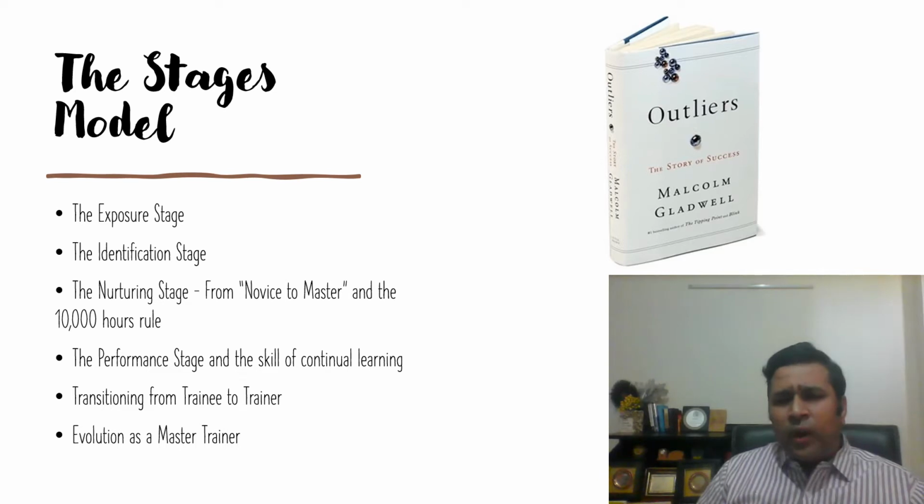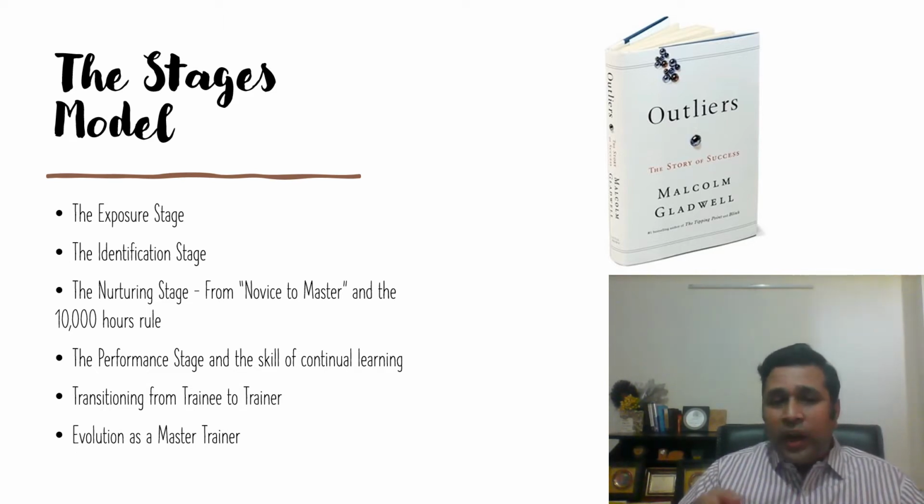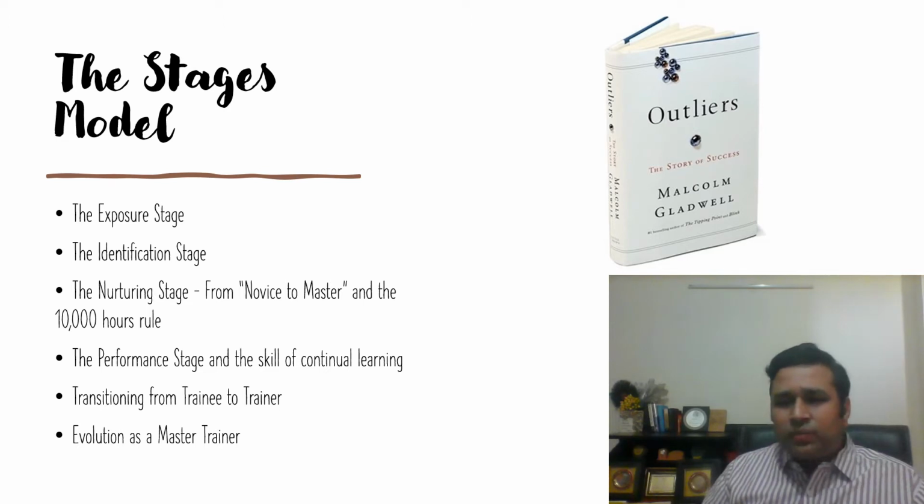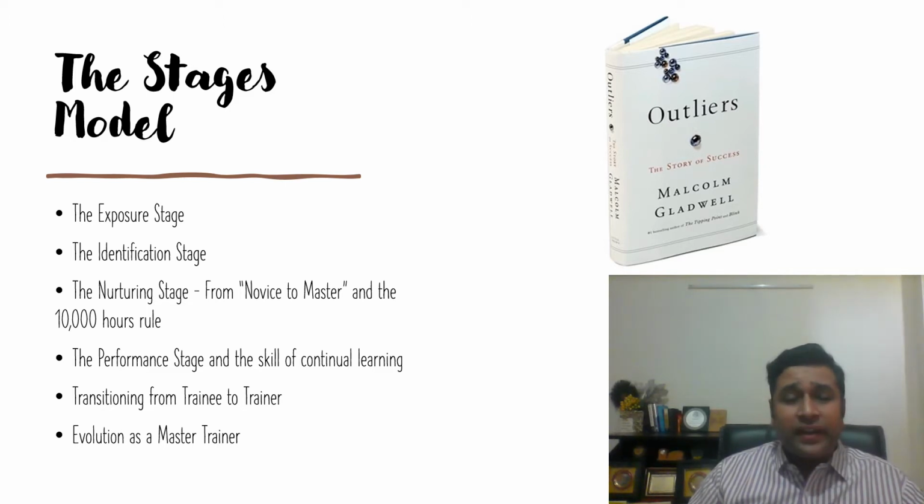Then comes the performance stage and the skill of continual learning. That is also very important, because when you are performing, continuous learning is still required, and a lot of relearning and new learning is required, because skills are changing, and at the highest stage new skills and new technologies are always coming up. For example, in the information technology domain itself, new technologies of machine learning, data science and artificial intelligence have come up, and new jobs in that domain are coming up. So all the individuals working in the information technology sector have to adapt to that kind of change.